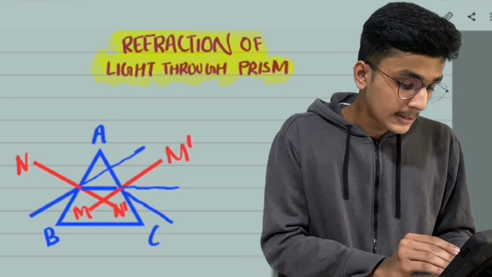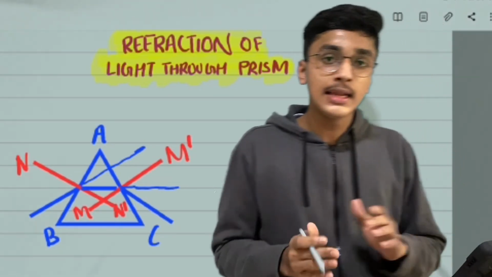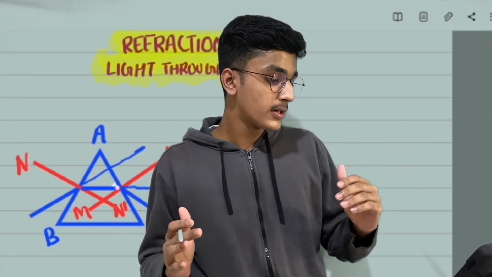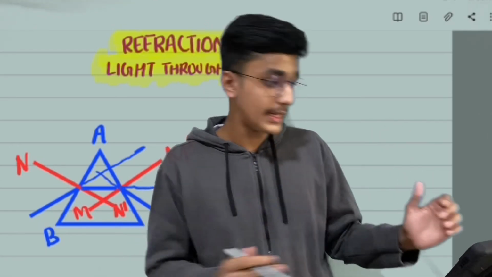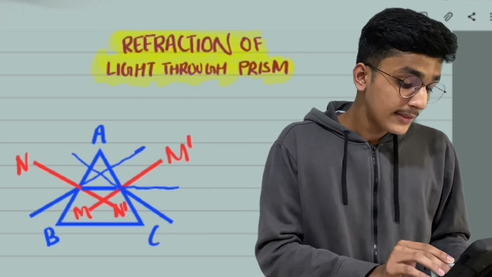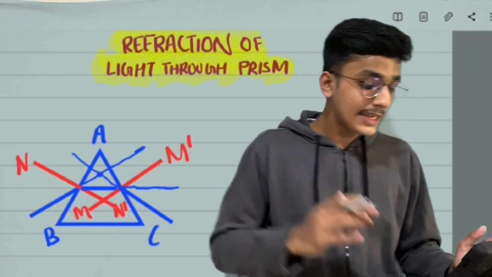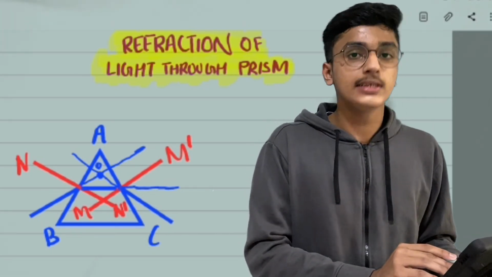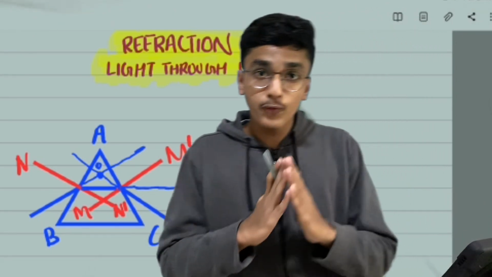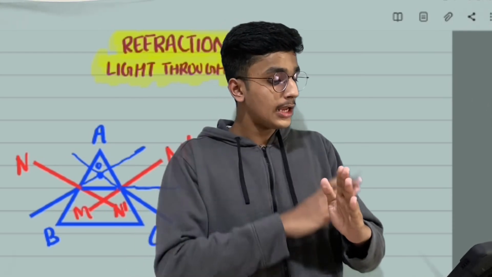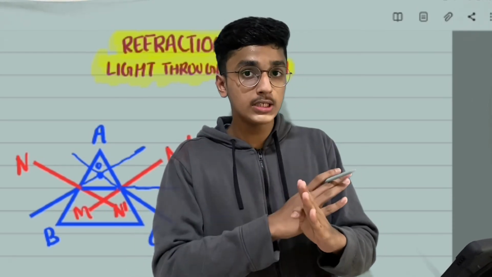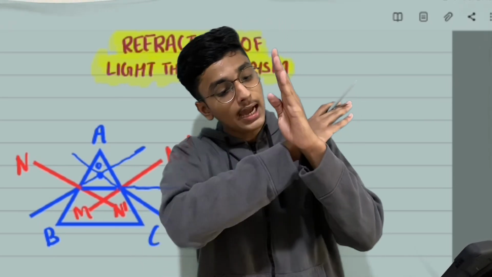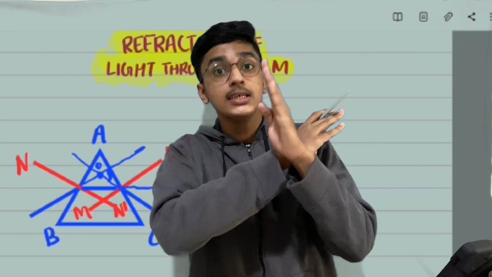This is one of the most important things. If we elongate a line from the emergent ray, it coincides with the original path of the incident ray. The angle formed by the elongation of the incident ray, which is the original path, and the elongation of the emergent ray, the angle on this side, is known as the angle of deviation.